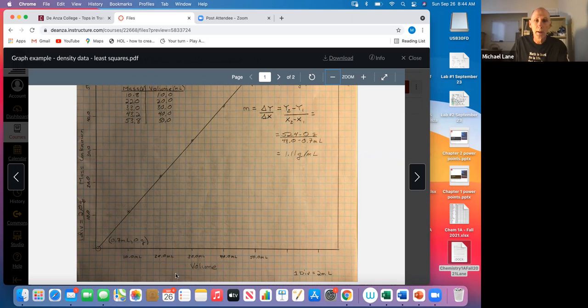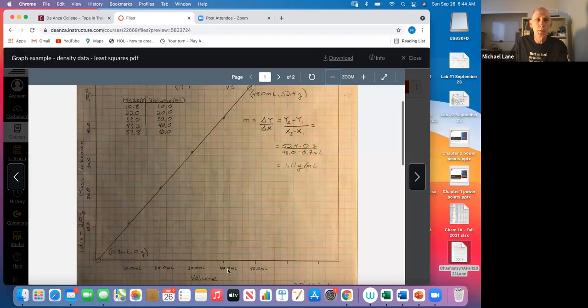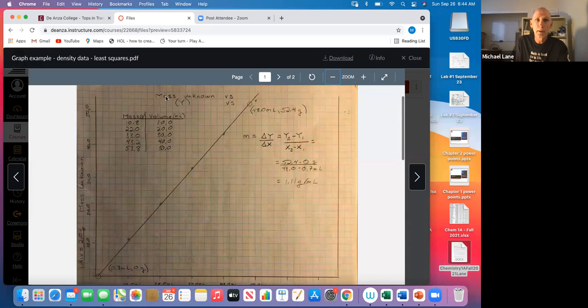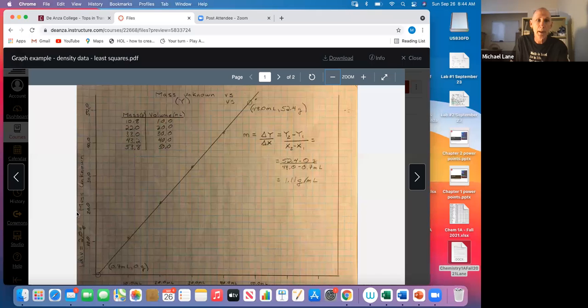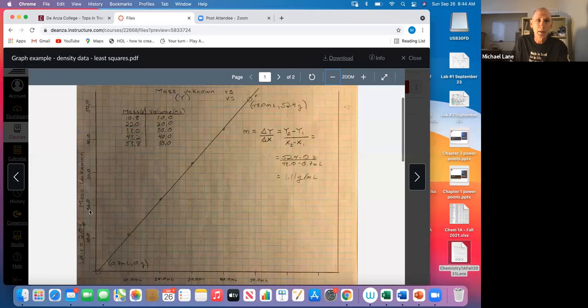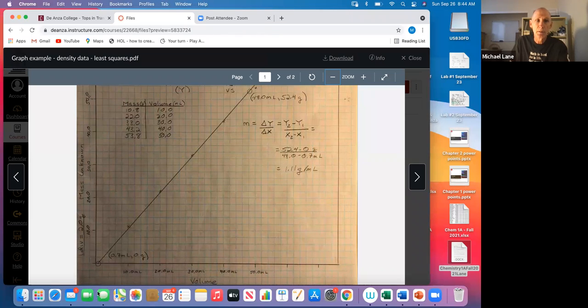And my x-axis has a label, volume on the x-axis. So those are the titles of the graph that I expect. I expect the axes to be labeled. I expect divisions or scale to be noted.